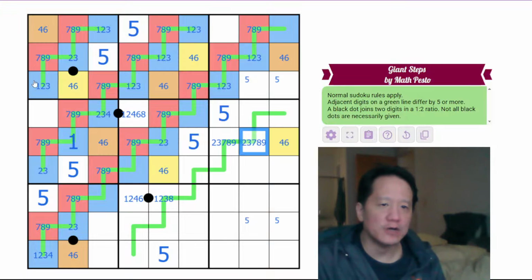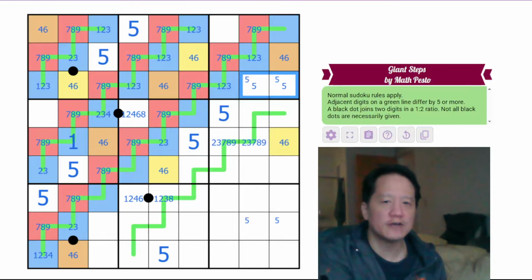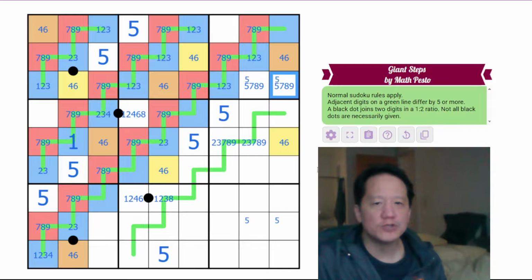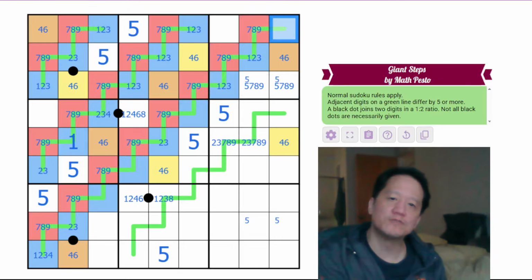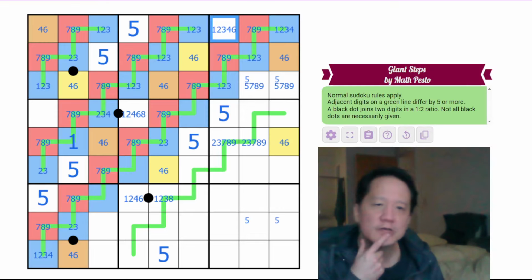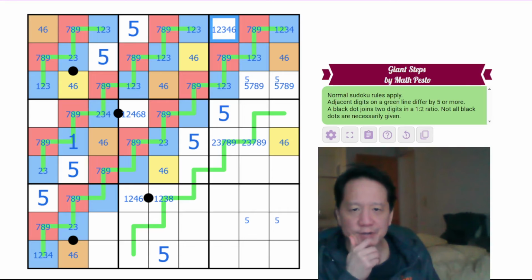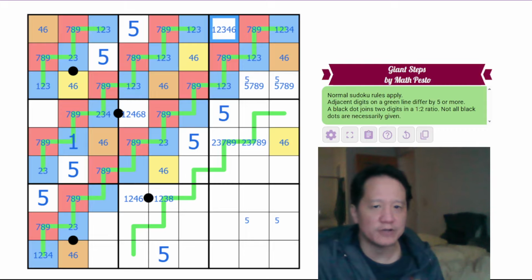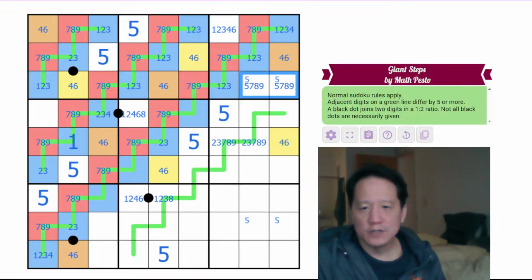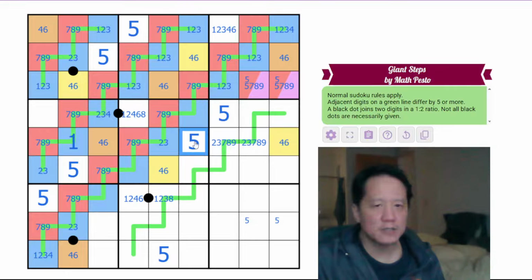So this is low, which means this is 5 and high. So this is 5, 7, 8, 9. Which means we cannot have 7, 8, 9 or 5 in the rest of this box. So this is 1, 2, 3, 4, and this is 1, 2, 3, 4, or 6. We kind of already knew that, though. Anyways, kind of good to know. So this is red or pink.